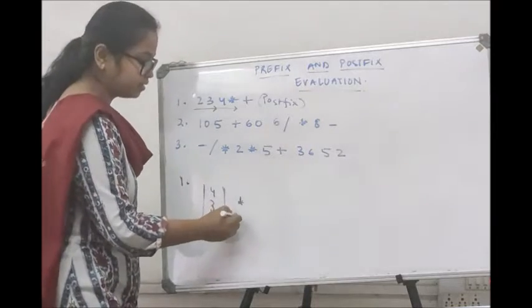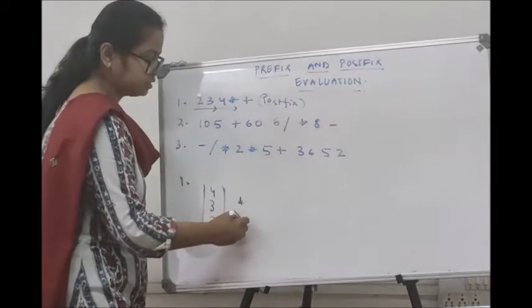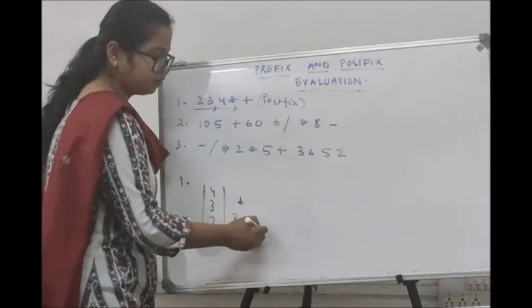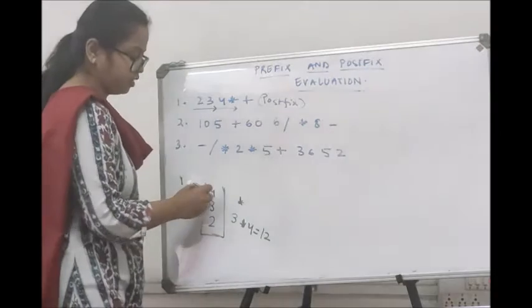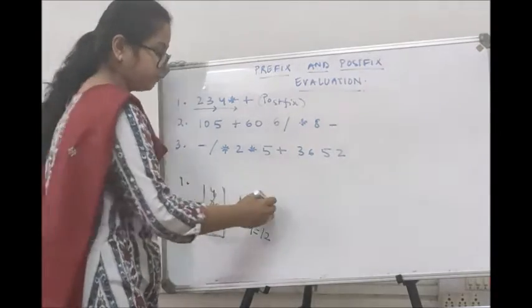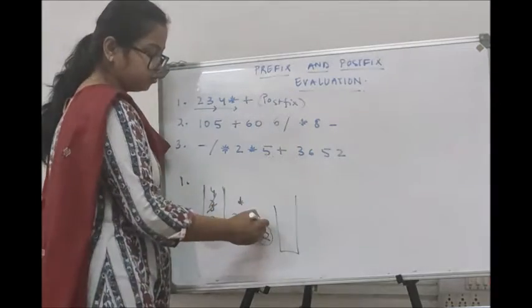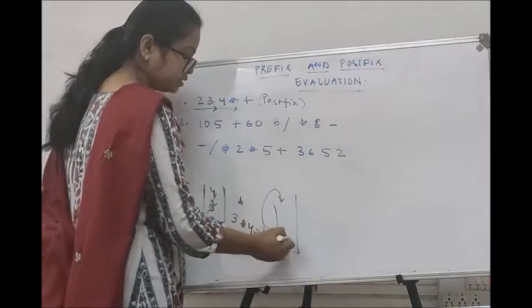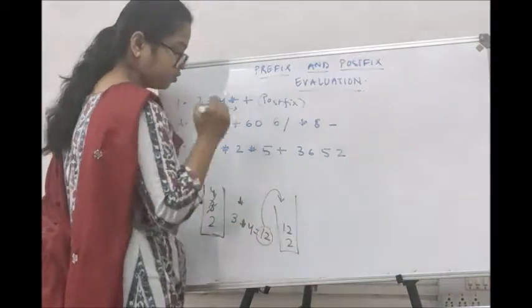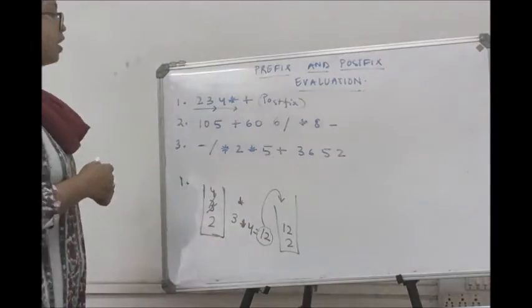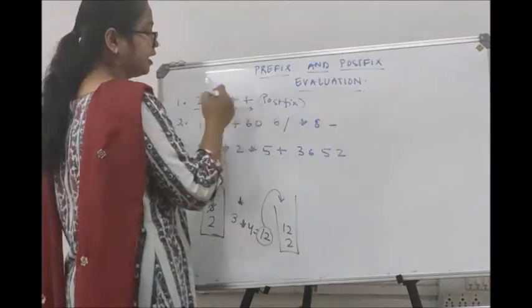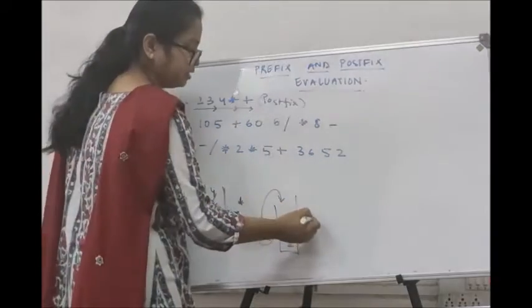What are the operands? 3 and 4. So 3 star 4 is 12. We pop these and push the result back. After operating, we push 12 back to the stack. So what is the content of the stack now? 2 and 12. Now after star, we move forward and we get plus.